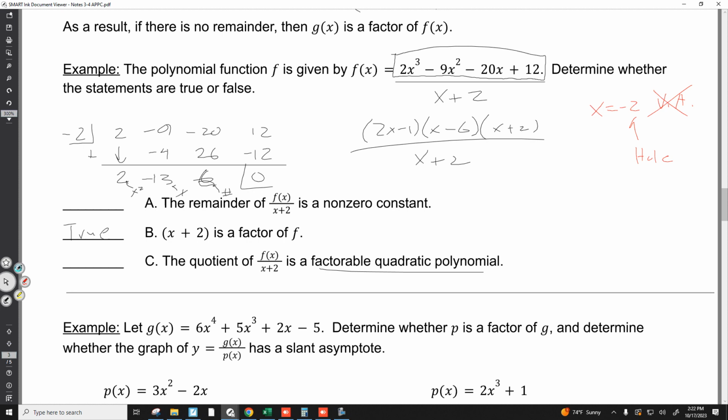The remainder is a non-zero constant. Yeah, there was no remainder, so this is false. Okay. The quotient is a factorable quadratic. Yep, I factored this thing into 3 different things. Okay.